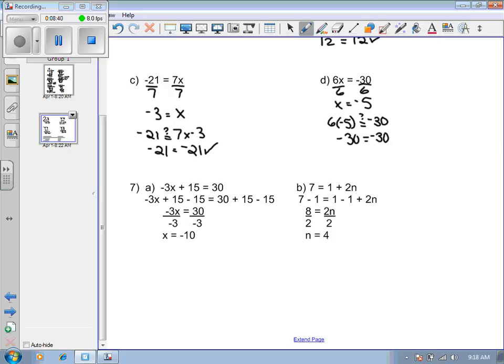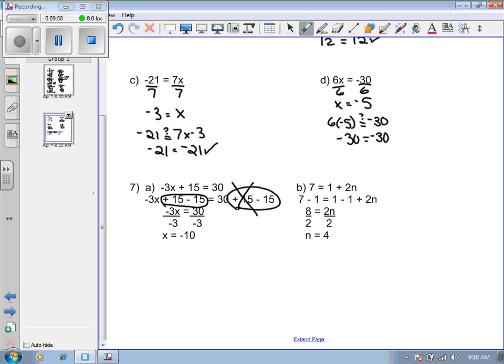Last question, you're asked to find the mistake the students made on this. Okay, so we have the equation, negative 3x plus 15 equals 30. This person subtracted 15 from this side, so they're trying to get rid of this 15. What did they do to this side? They added and subtracted 15, so they took everything over. And that's their mistake. They shouldn't have brought the 15 here as well.